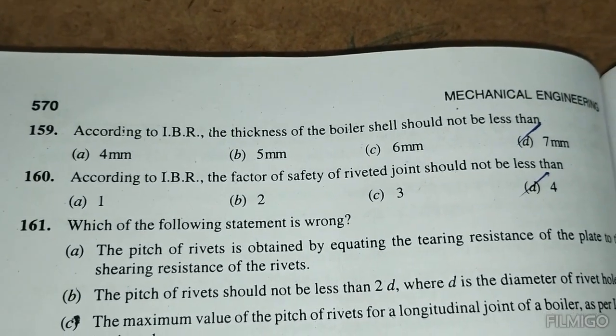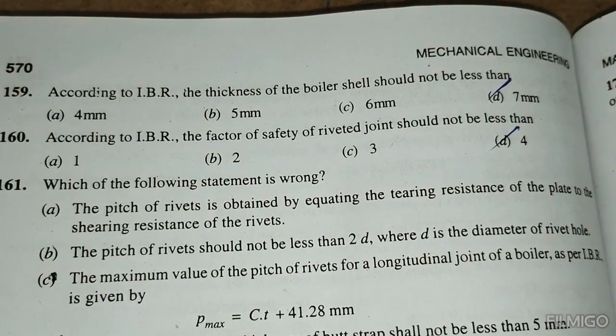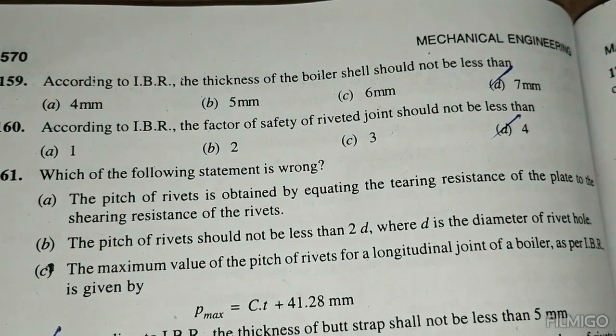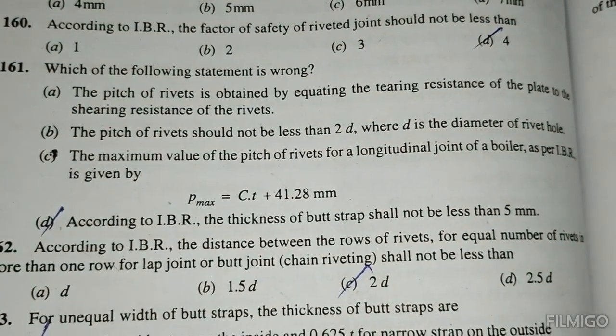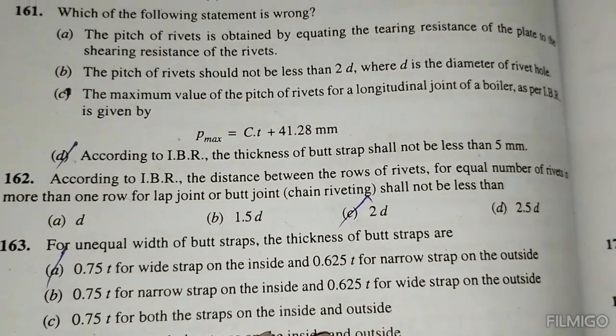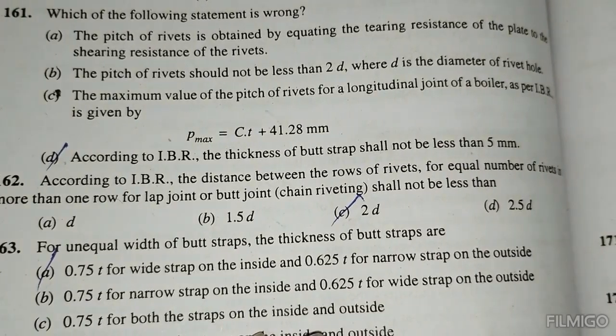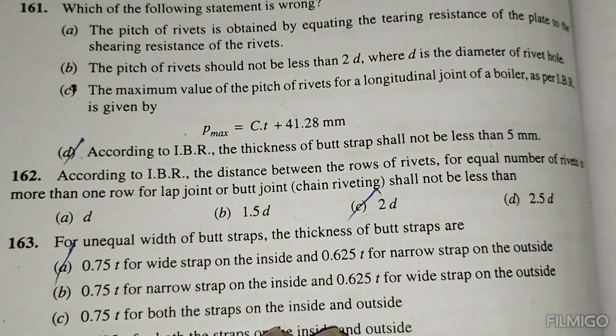According to IBR, the thickness of the boiler shell should not be less than 7 mm. According to IBR, the factor of safety of a riveted joint should not be less than 4. Which of the following statements is wrong? According to IBR, the thickness of the butt strap shall not be less than 5 mm. According to IBR, the distance between the rows of rivets, for equal number of rivets in more than one row for lap joint and butt joint, shall not be less than 2D.